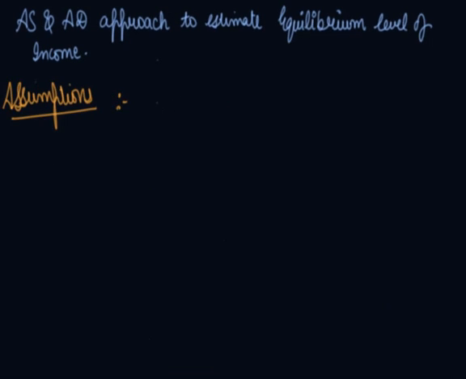Assumptions we are taking in this AS and AD approach or S and I approach. Number one, it is a short run analysis. In the long run, if there is a difference between your income and your full employment income, there is a gap. You call it an inflationary or deflationary gap. In the long run, a government can take measures and resolve this gap. But in the short run, this is not possible. So the assumption is that it is a short run analysis.